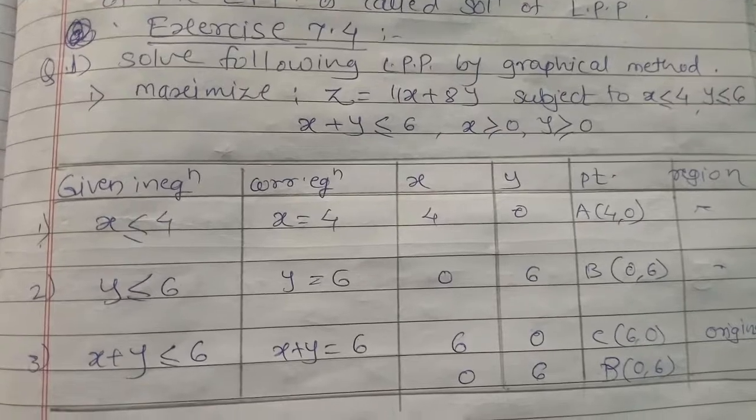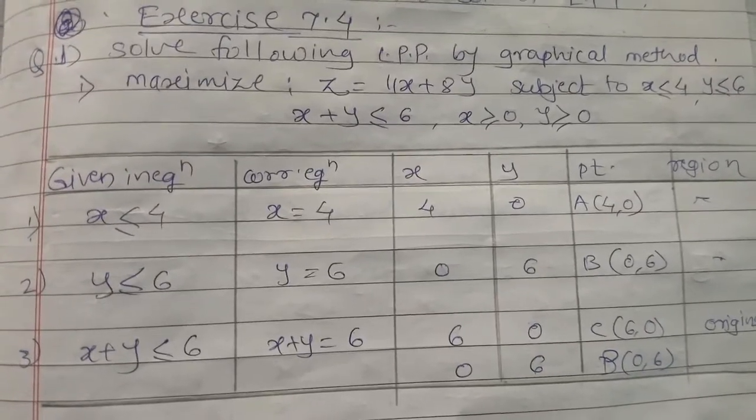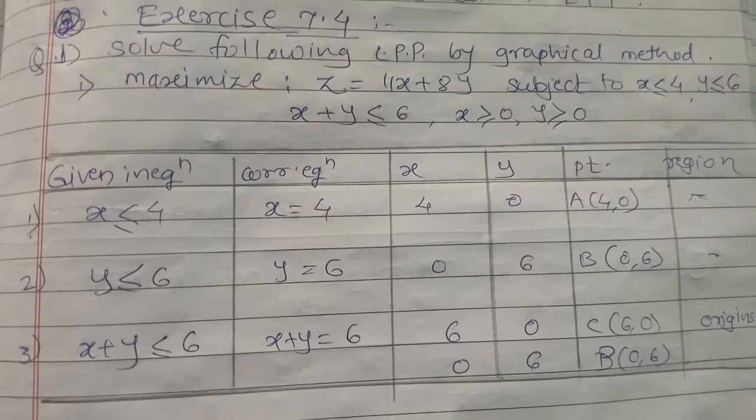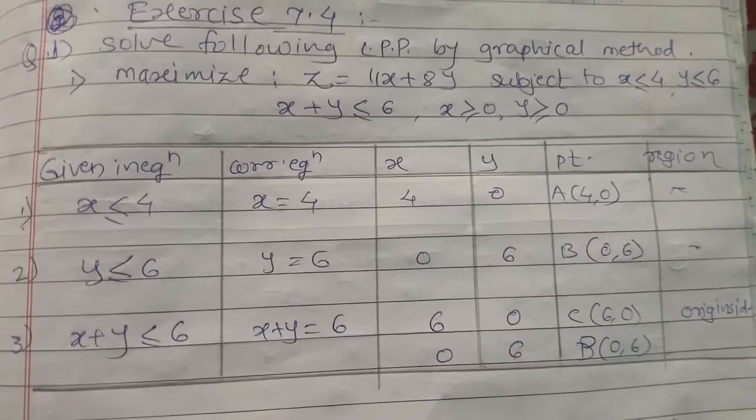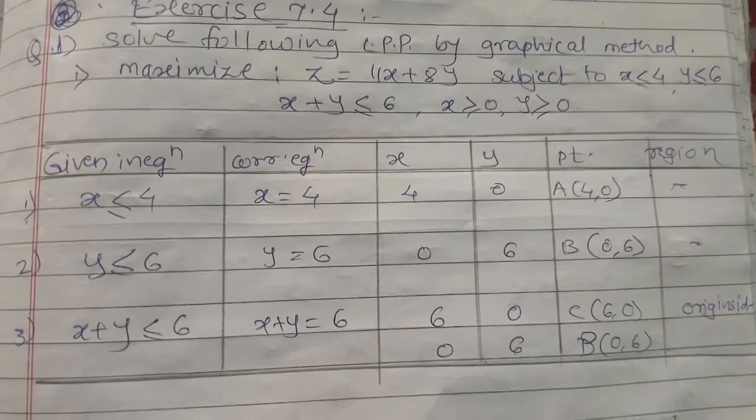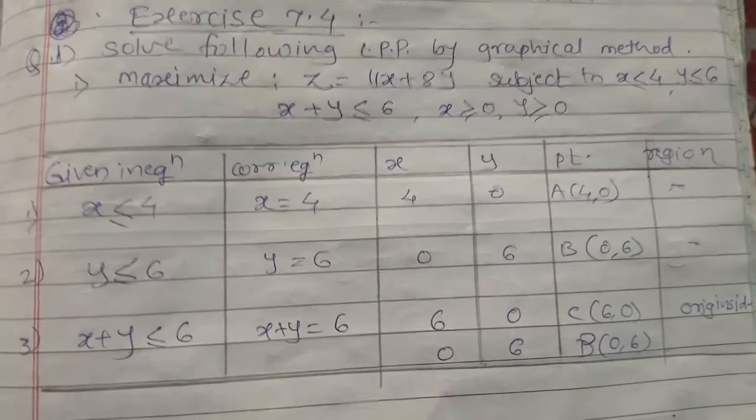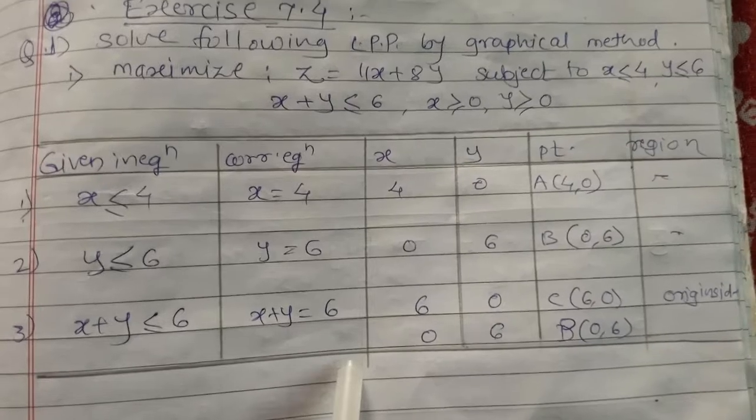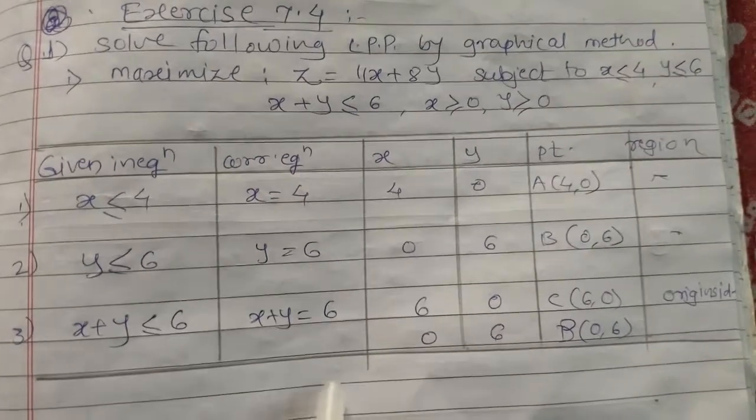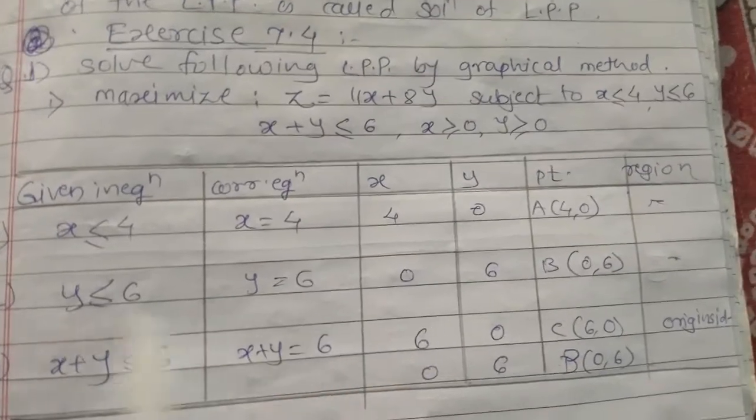So in the previous lecture we learned how to formulate the LPP, that is mathematical formulation of LPP. So in this exercise, that is 7.4, we are going to know how to find out the solution of the LPP, that is linear programming problem. These examples are similar to that of the exercise 7.3. The first half part of the examples are the same as exercise 7.3. We're just going to know how to solve this one.